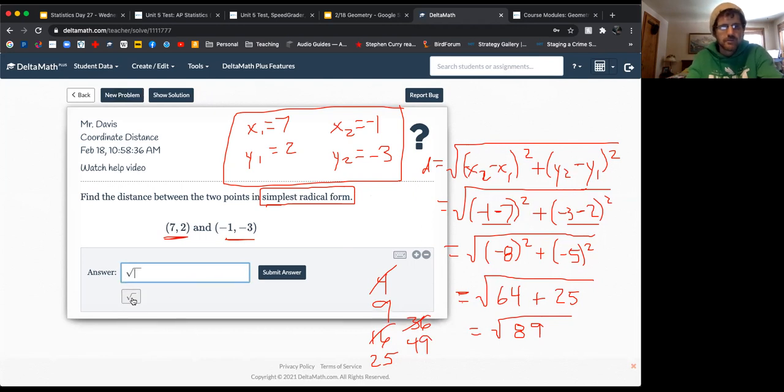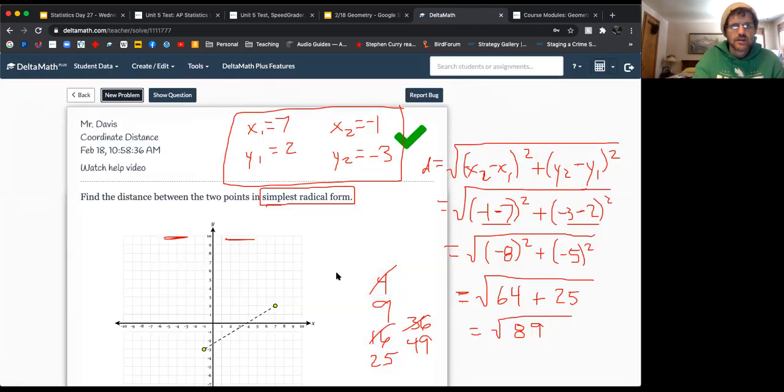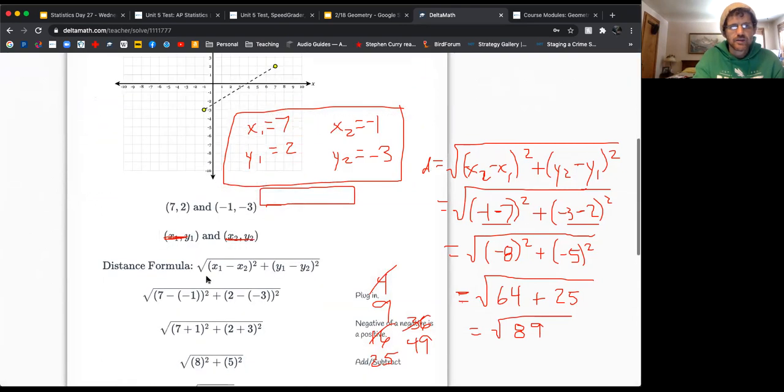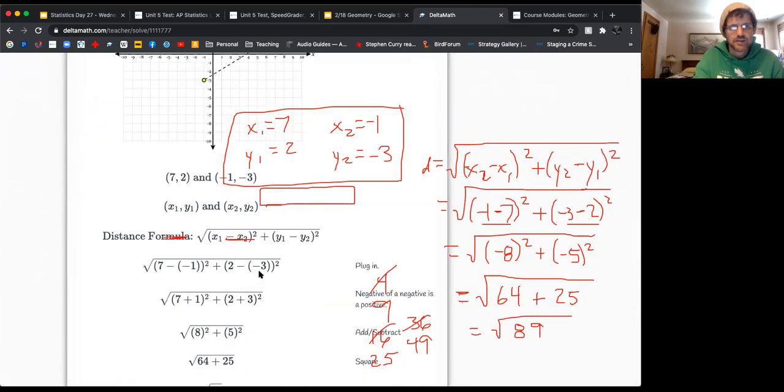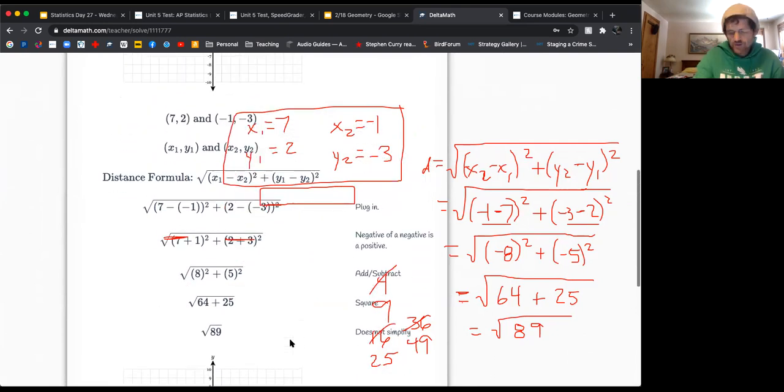Again, hopefully you've been practicing with your simplifying radicals. So square root of 89, I'll go ahead and submit it, see if this is right. Yes, it is. And luckily it goes through and it explains and it shows you all the steps. So if you made a mistake, you can see that here. And here, this is actually good. I'm glad we're seeing it.